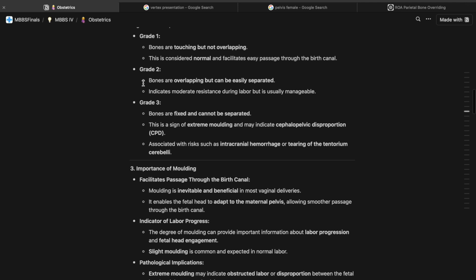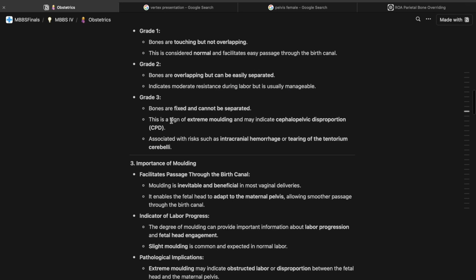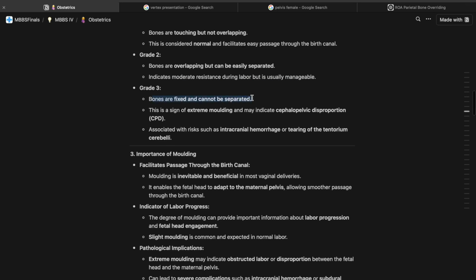Grade 2, bones are overlapping but easily separated. This indicates moderate resistance during labor but is usually manageable. So they are overlapping but can be easily separated. Okay, makes sense. Bones are fixed, that is third grade.